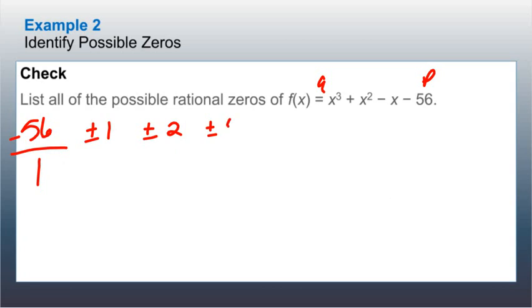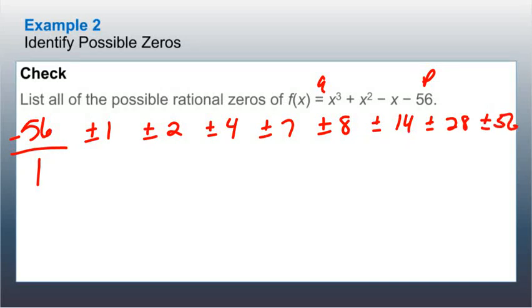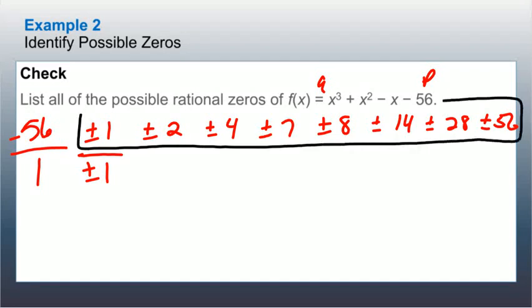So we have positive negative 4, positive and negative 7, positive and negative 8, positive and negative 14, positive and negative 28, positive and negative 56. And then this bottom one is just positive and negative 1. So that means our answers would just be everything in the numerator. Everything up here would be all of our possibilities. So that is our lesson on the factor and rational zeros theorem.